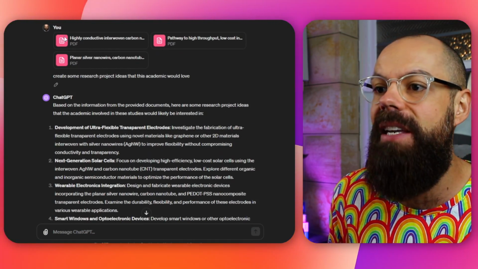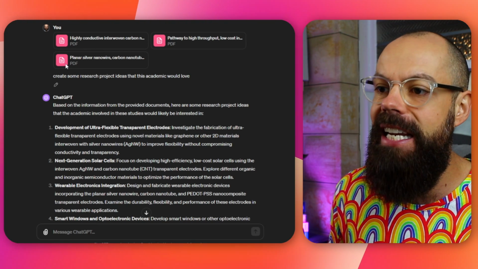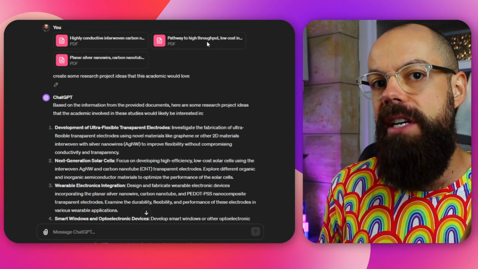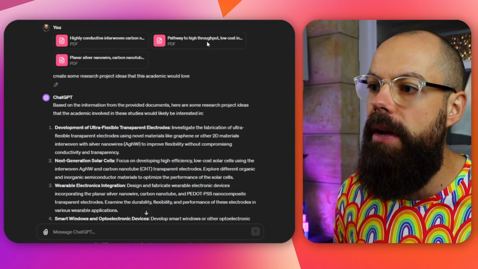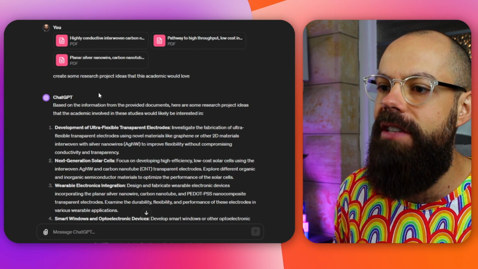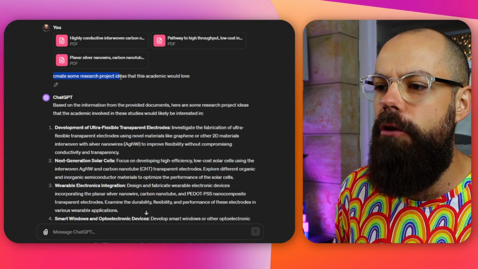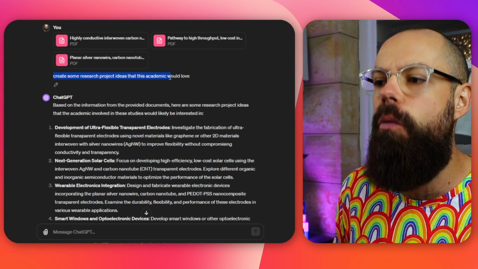The first thing I would do is head over to something like ChatGPT and put in the PDF documents of their recent papers. So this could be an academic supervisor that you're trying to impress or submit a research proposal to, and I would go in and get their most recent publications, and I'd say, create some research project ideas that this academic would love.